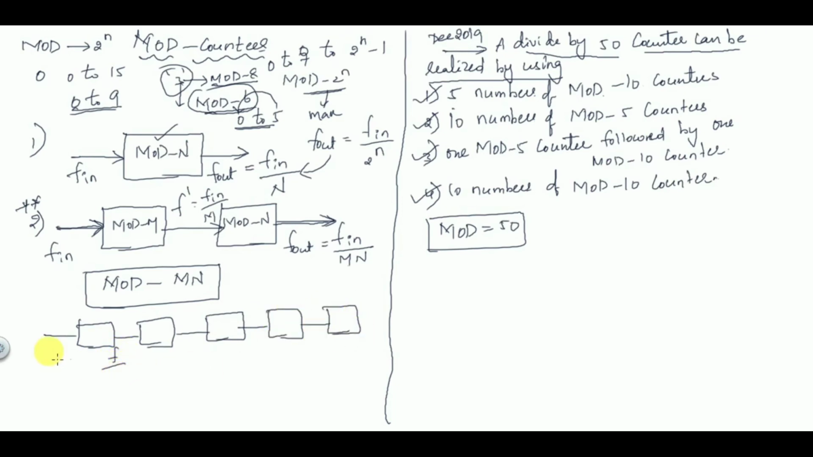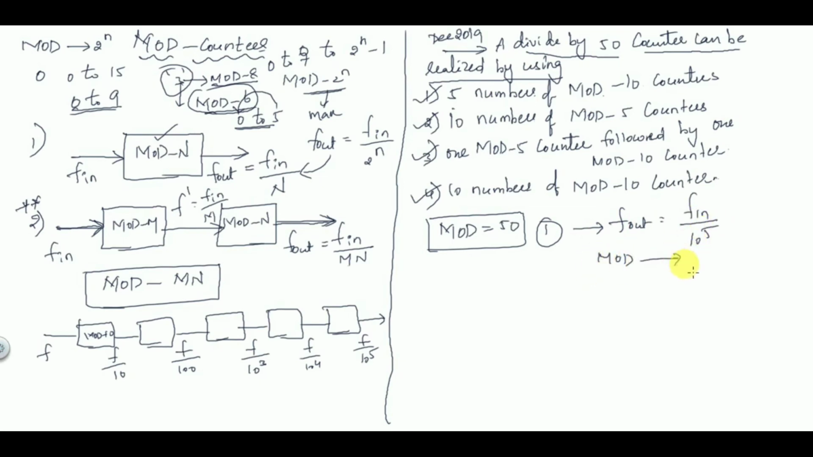Suppose f is the input frequency. The output here will be f by the mod value, and the mod value is 10, so f by 10. Next it will be f by 100, then f by 10 cube, then f by 10 to the power of 4, and finally f by 10 to the power of 5. For the first case, f out is equal to f in by 10 to the power of 5. That means the modulus value is 10 to the power of 5, not 50. So the first option is wrong.